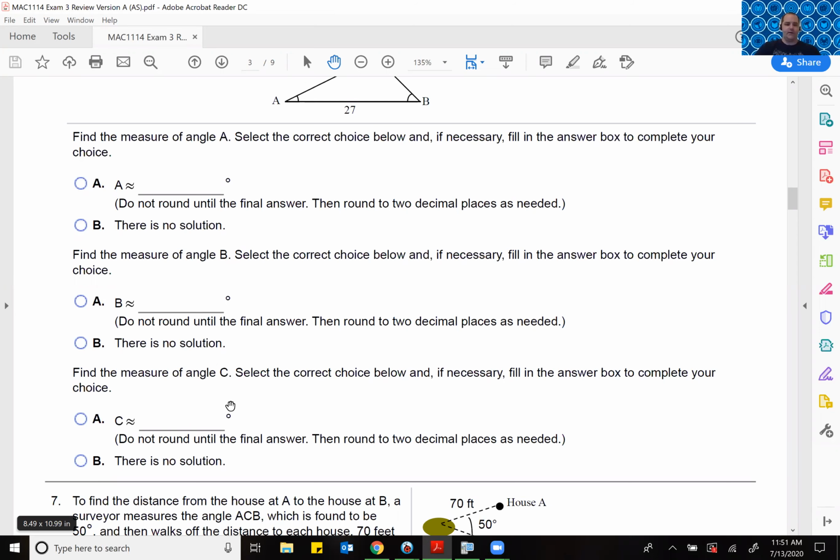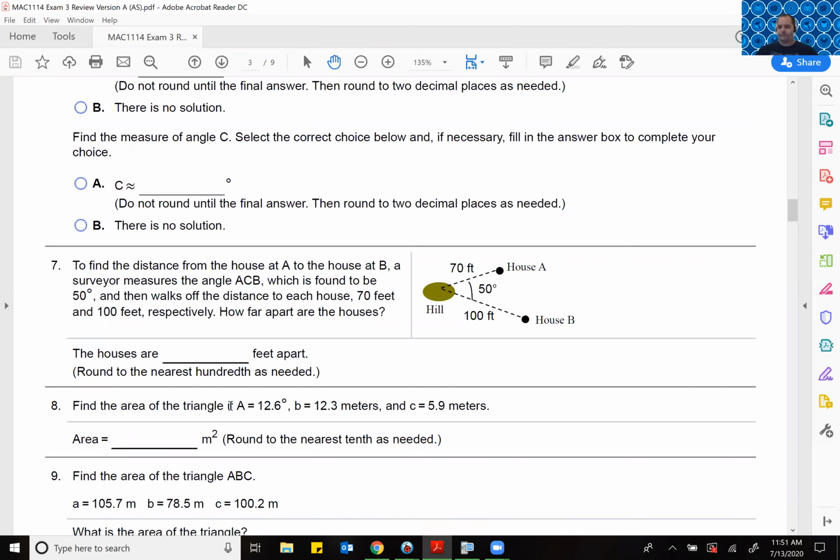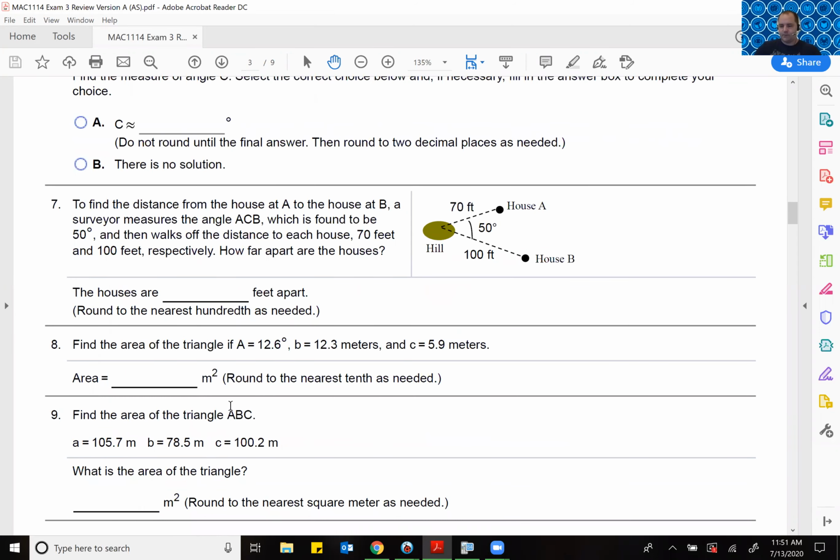All right. Here is your word problem. So 11.2 again, still in law of cosines. They want to know how far are the houses apart from each other. A and B, 100 feet. It's a 50-degree angle and 70 feet.